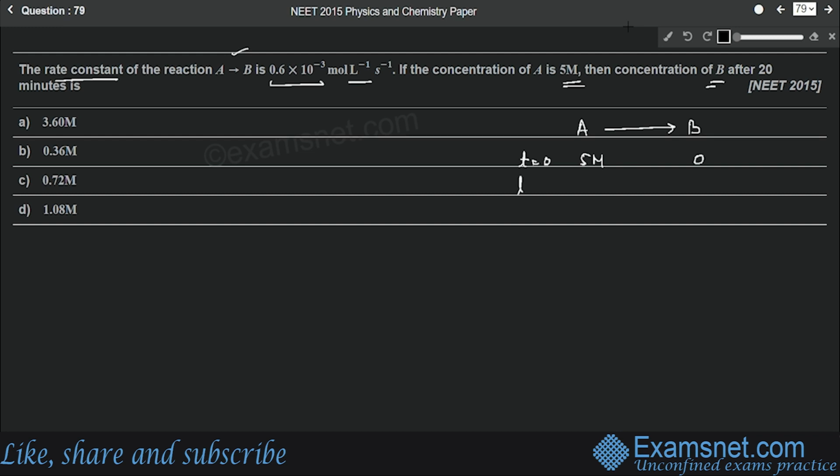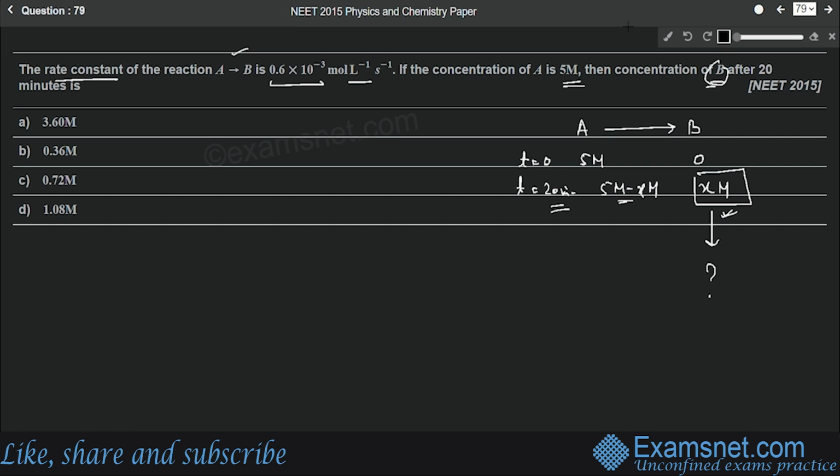Now after 20 minutes, t equals 20 minutes, suppose x molar has been decreased from A. So 5 M minus x. So what will be the concentration of B? It will increase by x molar. So it will become x molar. So the concentration of B becomes x molar after 20 minutes. Now we have to find the value of this x, because the question asks what is the concentration of B after 20 minutes. That means we have to find the value of this x.